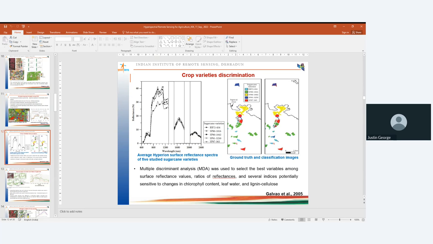And these were some of the ground truth images. These are the fields where these different varieties were cultivated. So the multiple discriminant analysis is used to select the best variables among the surface reflectance values.